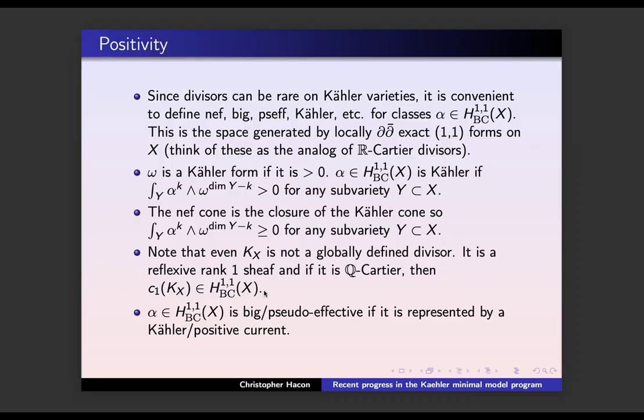Similarly, we have notions of big and pseudo-effective classes. A class alpha is a big class if it can be represented by a Kähler current. So this will be a current which is positive everywhere except where you have these singularities. So in the traditional case, when you have a big divisor, you can always write it as ample plus effective. The corresponding current will have singularities along this effective divisor and will be positive everywhere else. And pseudo-effective just means that instead of having a Kähler current, you just have a positive current. So again, it's in the closure of the big cone.